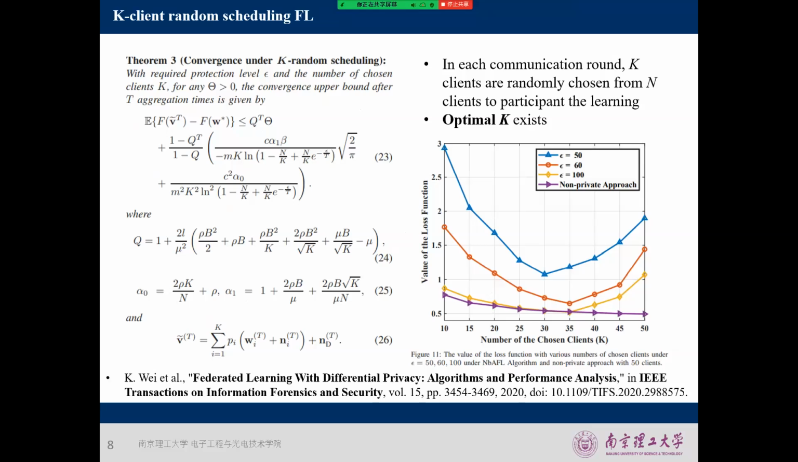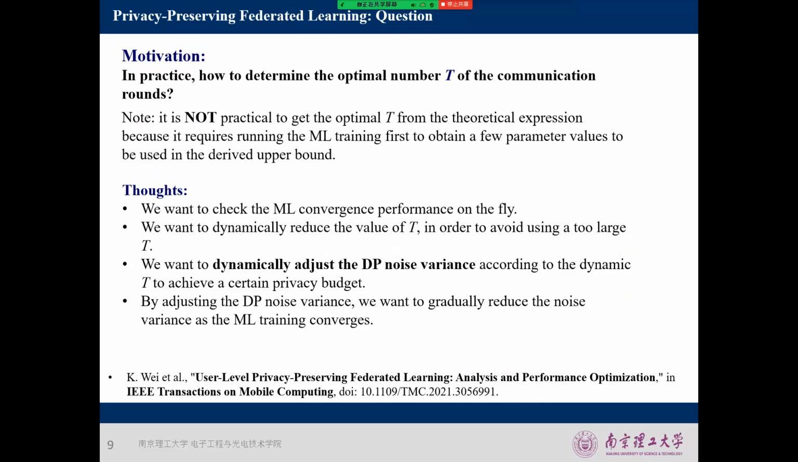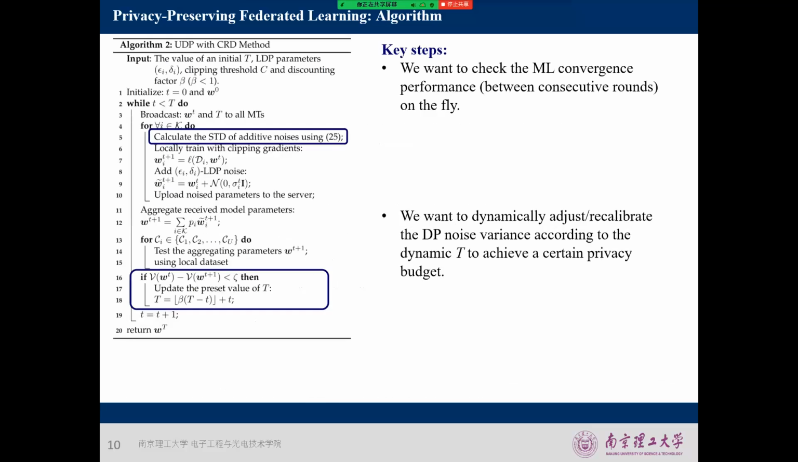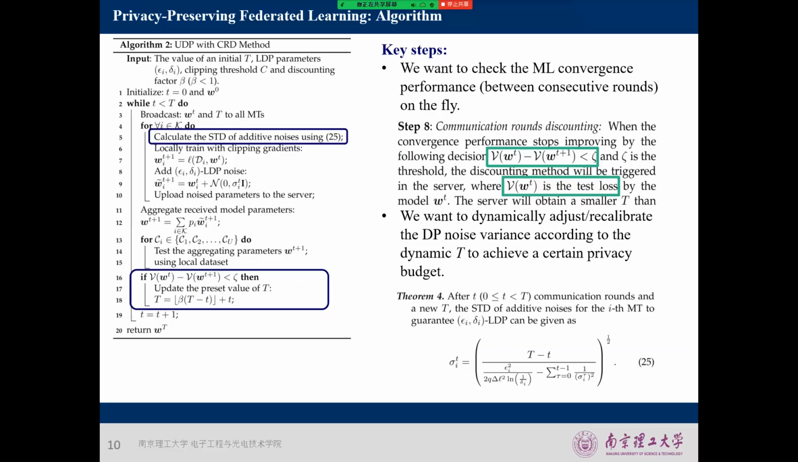So in the second paper, we actually design dynamically noise decaying rules to decrease or adjust the noise powers in each communication round. In this algorithm, for example, if we find the performance in two communication rounds does not stop improving, we will decrease the communication round and change the value of the added noise in the next communication round.